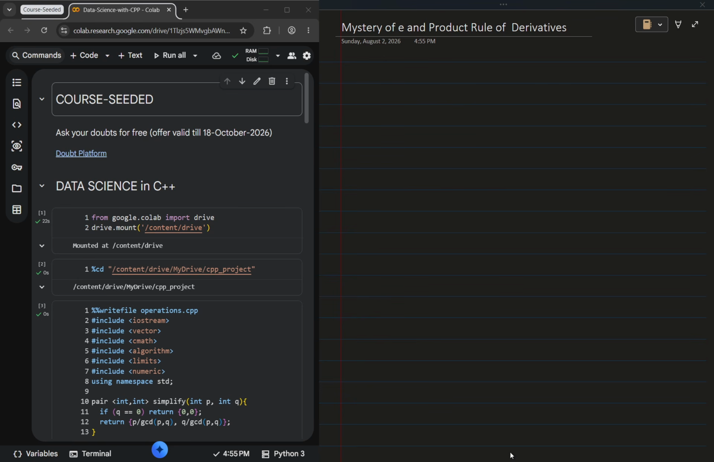So today we are going to study the mystery of e and the product rule of derivatives. In the last lecture, if you were not there, you must have already seen that I taught you why e is always increasing with its increasing coefficient. Basically, after 2, it just stops increasing much. So let's prove why that happens.